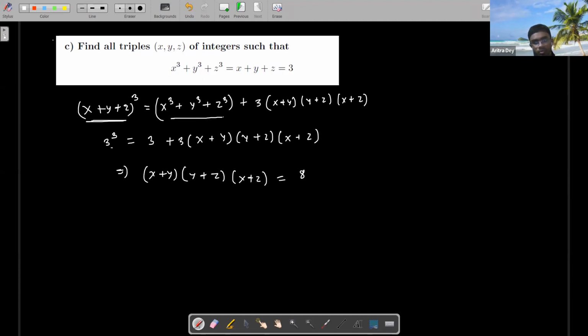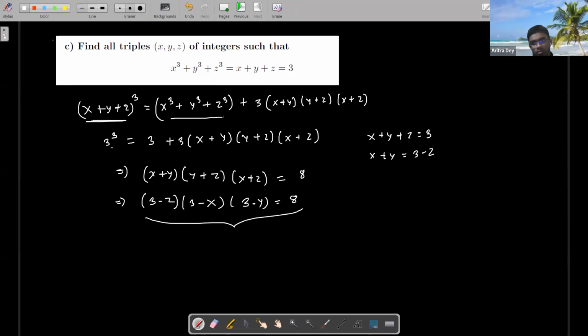Next, I can use the fact again that x plus y plus z equal to 3. So x plus y is basically 3 minus z. So here it is 3 minus z, 3 minus x, and 3 minus y equal to 8. Now we can factorize it again. Okay, that's it.